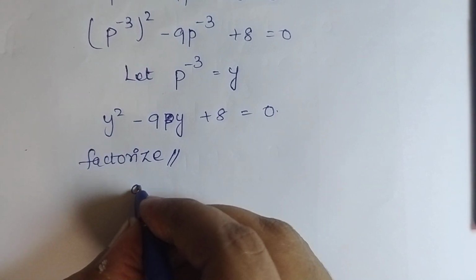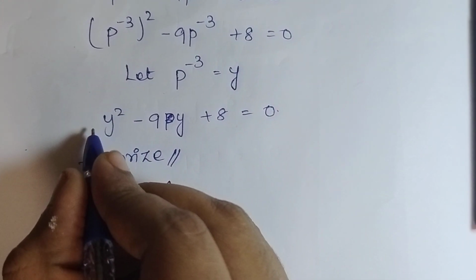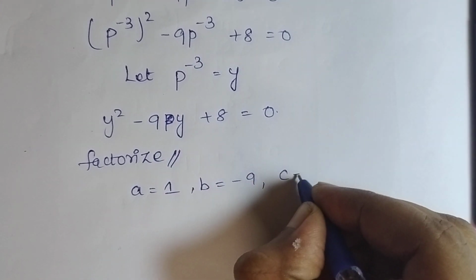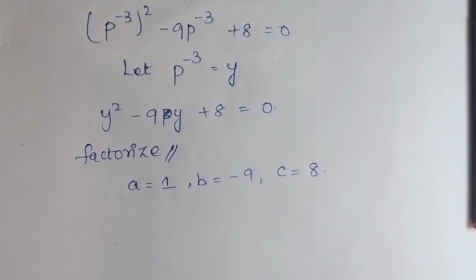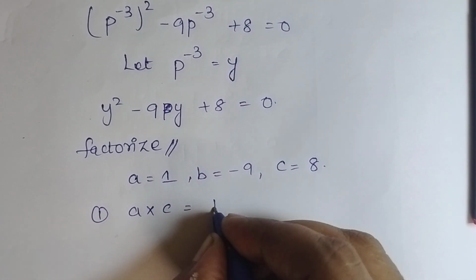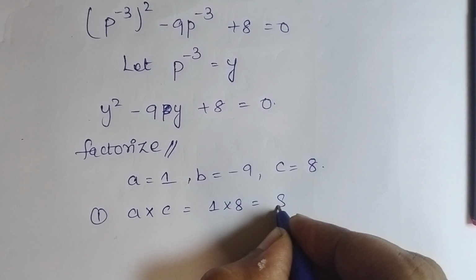So here the a value is equal to 1, so I am going to consider 1. And the b value is equal to minus 9. And the c value is equal to 8. So the first step is I am going to multiply a and c. Therefore, 1 into 8 is equal to 8.